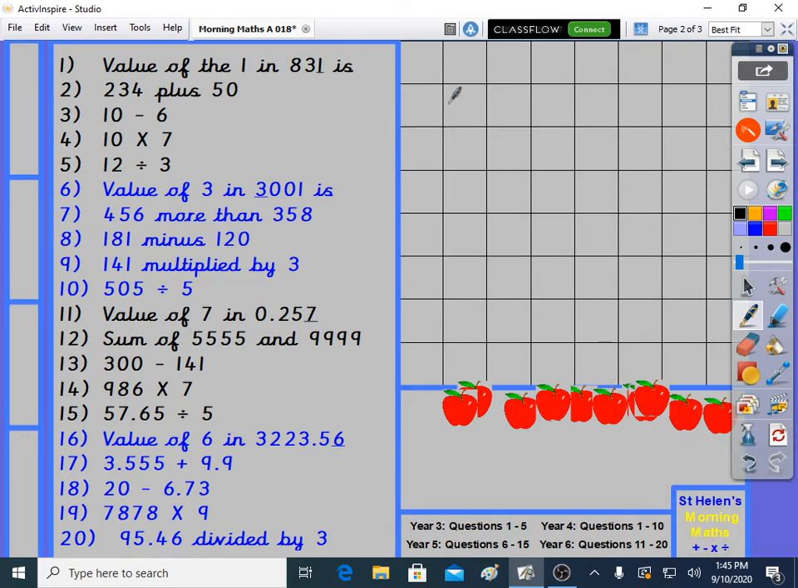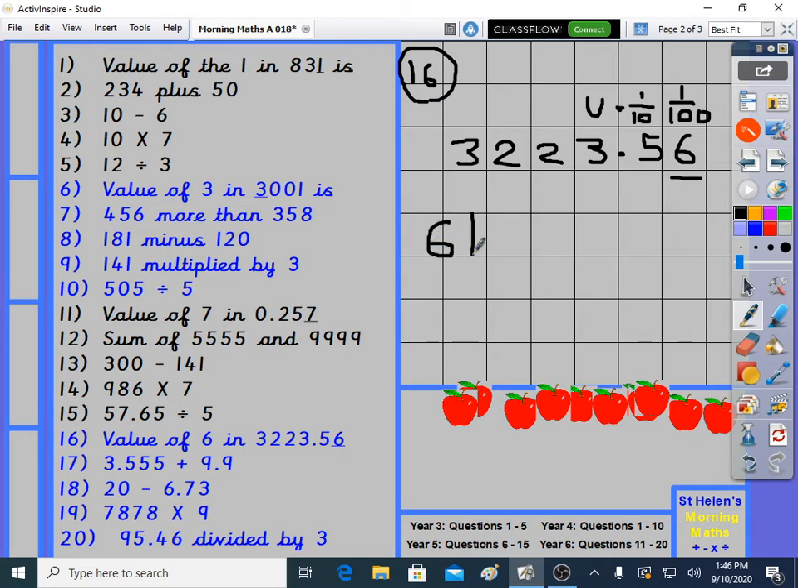Question 16, the year 6 level. I doubt there's any year 3s left, is there? There might be some year 4s left and some year 5s who get this far. This is the value of the 6 in 3,223.56. Well, units is before the decimal point. Tens, hundreds, thousands, but we won't need them this time. Tenths comes after, and hundredths comes after that. So it's 6 hundredths, isn't it? That's what the 6 is worth. 6 hundredths.